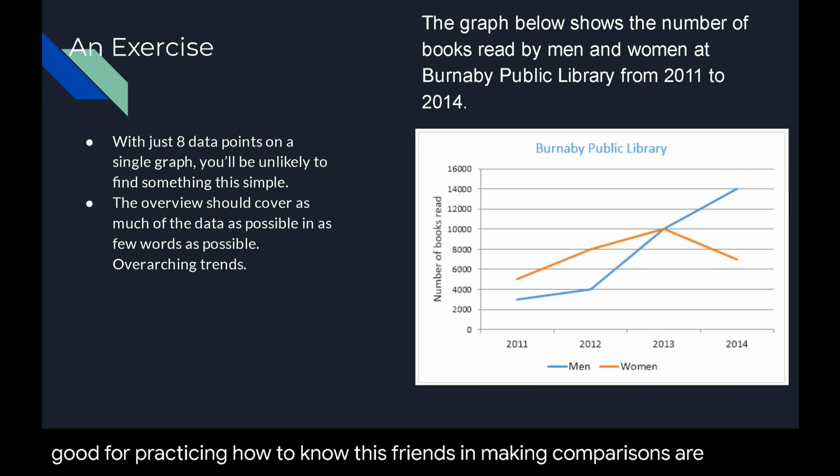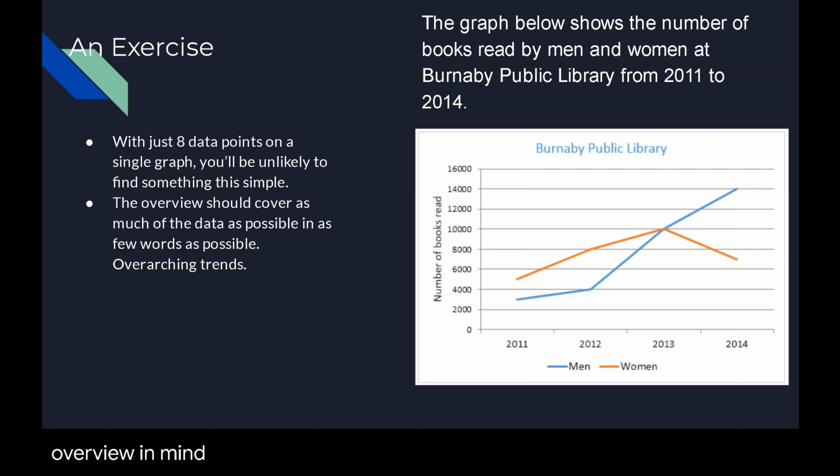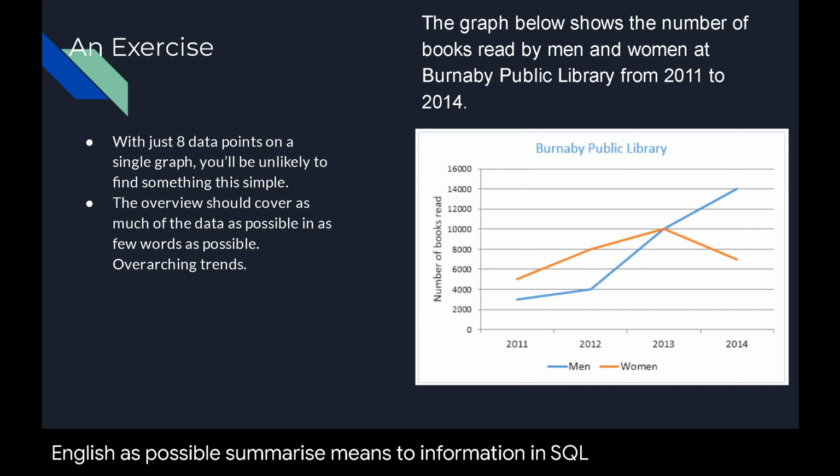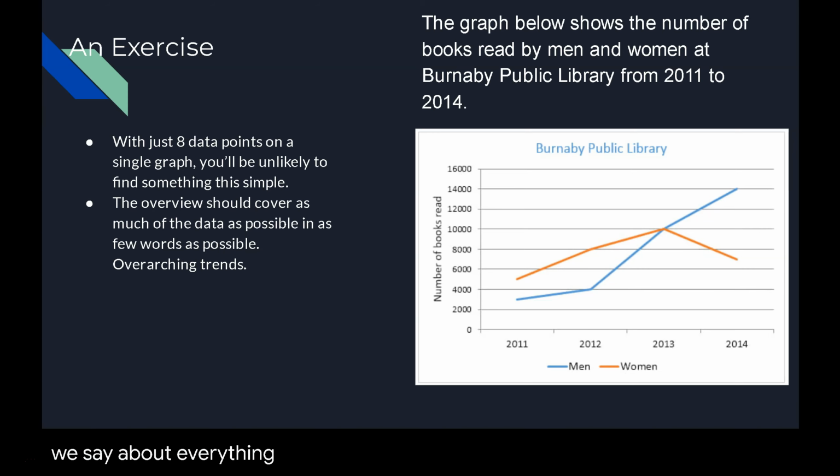Alright, and after you've analyzed the graph, you'll want to do so with your overview in mind. And your overview really should cover as much of the data as possible in as few words as possible. Okay? Summarize means to report the most important information in as few words as possible. So what can we say about everything in one sentence? It's going up. Okay? Yes, and overall, the number of books being checked out has increased.